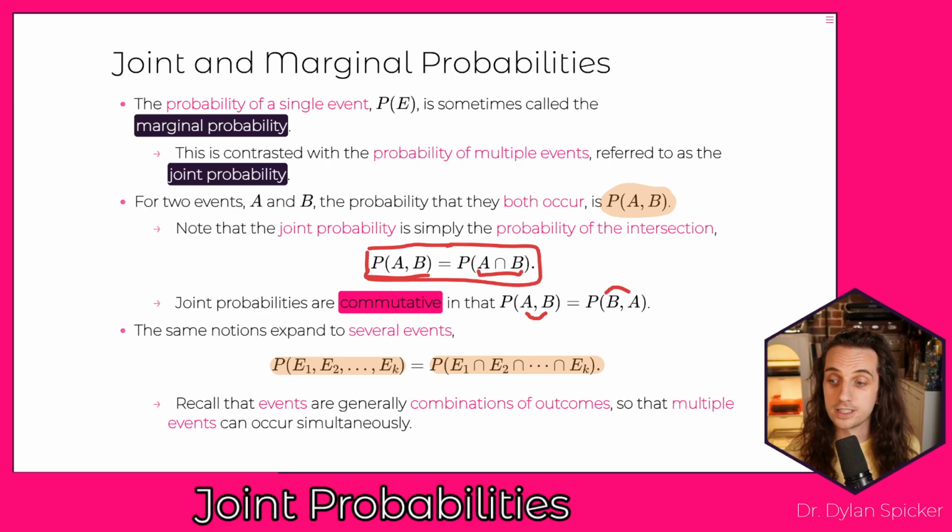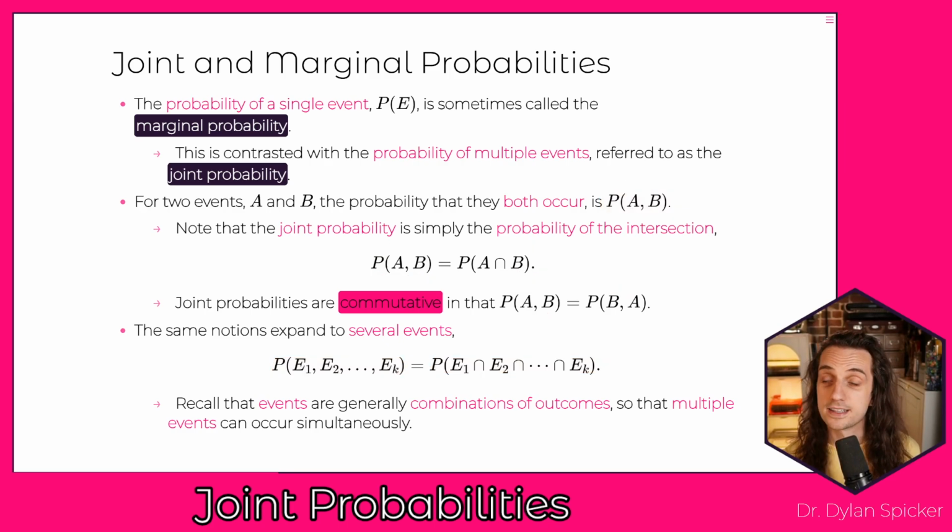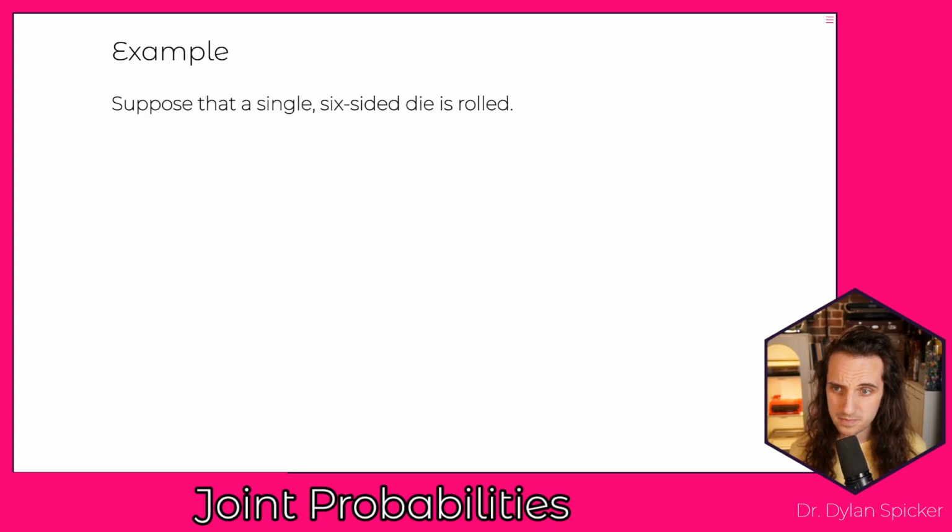Now, events are generally combinations of outcomes, and so multiple events can occur at the same time, right? So we're not thinking about E as being all of these different outcomes, so it's possible that we have multiple events occurring at the same time. If we roll a die, you can get a number that is even, so being an even number could be an event, but you could also get a number that's less than 4, right? That's another event. Or you could get a number that is greater than 2. Right? So all of these are different events that might occur, and we can have all of these events occurring at the same time. And so when we're thinking about joint probabilities, we're specifically thinking about events that can occur at the same time. So suppose that we're rolling a single 6-sided die.